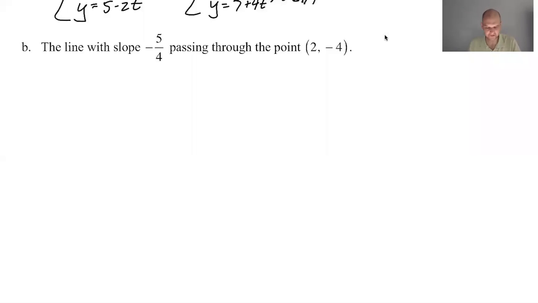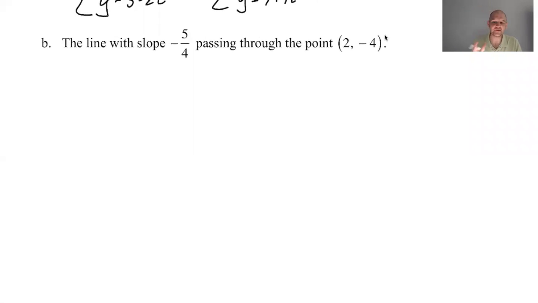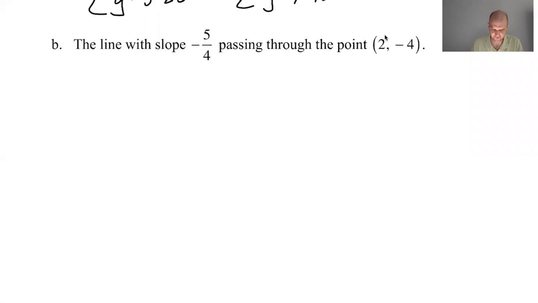All right, I'm back. We're still on page 185. We're talking about writing parametric equations for lines. We have a slope, we have a point. There's a lot we can do with that. So let's see what we can do.